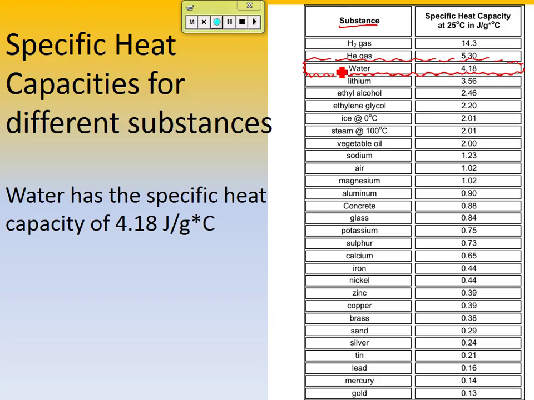What does that mean? It's 4.18 what? Well, that tells you the amount of heat energy needed to raise the temperature of 1 gram of water by 1 degree Celsius. It's very high, so water heats up very slowly, but it also loses heat very slowly. Okay? If we contrast that to like gold here at the bottom, gold has a very low specific heat capacity. What does that mean? Well, it heats up very quickly with very little energy, but it will also cool off very quickly.